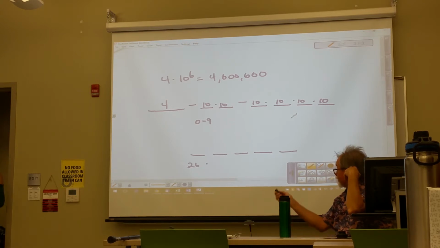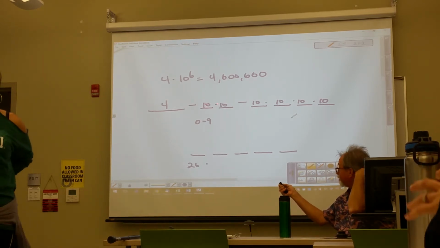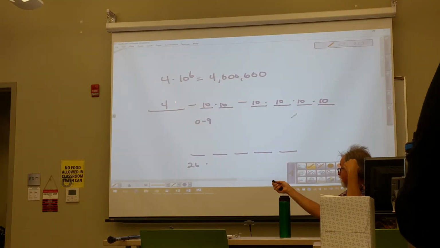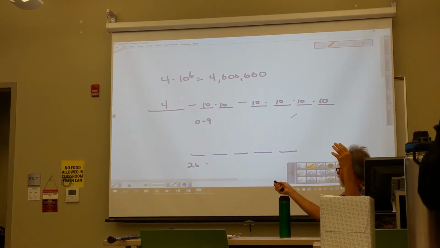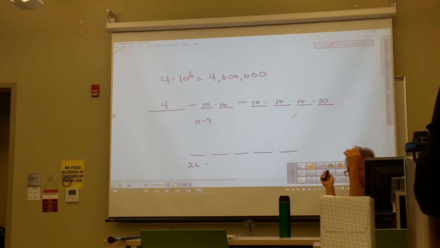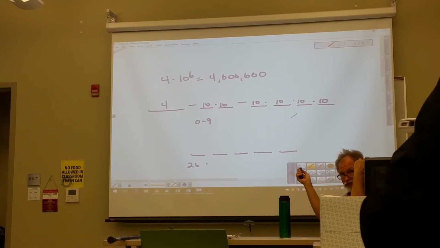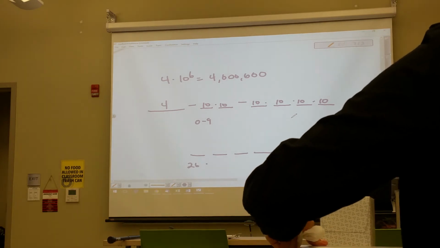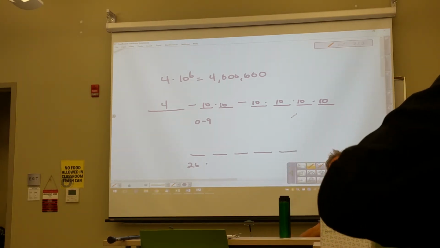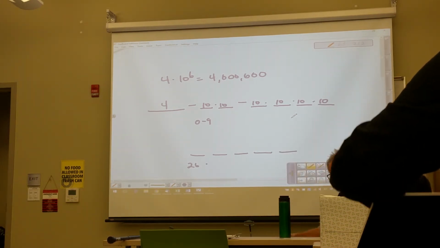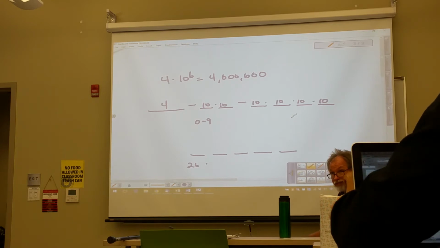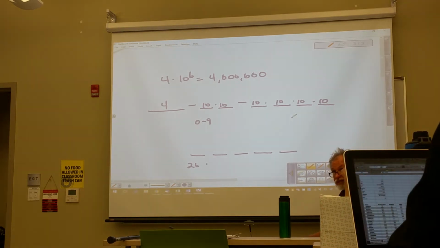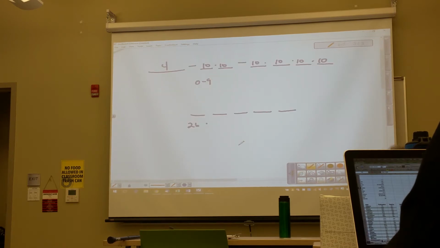Because I can put 0 through 9 here, and I can put 0 through 9 here. I could put any one of the 4 numbers, and then 0, 0, 0, 0, 0, 0, 0, 0, 0, 0, 0, 0, 1, all the way down through there. The same thing as what we were saying with the 5-digit PIN.